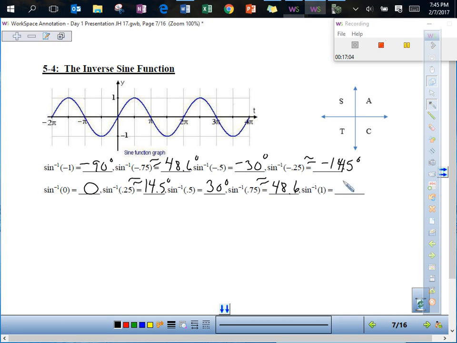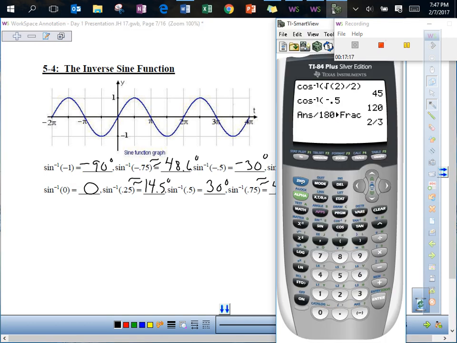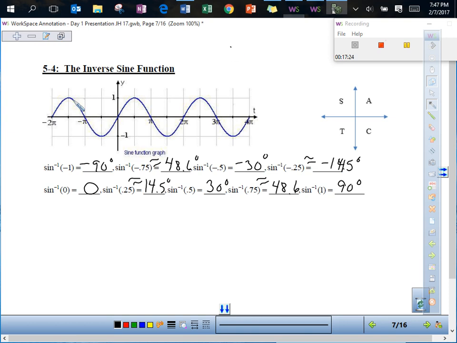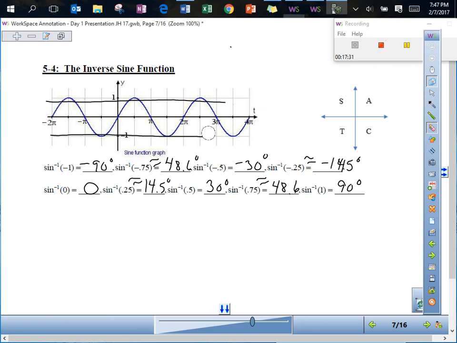And then I got 90. So guys, here's the thinking. I could try to plug in a number bigger than 1 or smaller than -1. If I try that, inverse sine of 1.2, I'm going to get an error again. The reason being, you can only use numbers less than 1 and greater than -1, just like on the cosine.